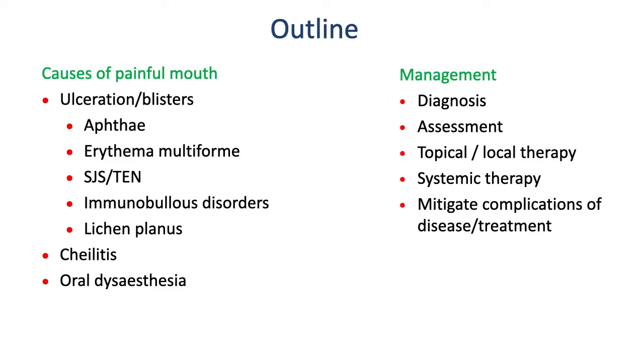So this is the outline of my talk. On the left, you'll see the various conditions that we're going to look at, largely forms of ulceration, including ulcerative lichen planus, cheilitis, but specifically two types, actinic cheilitis and exfoliative cheilitis, both of which can be really quite troublesome for our patients. And then finally, a slide at the end on oral dysesthesia.